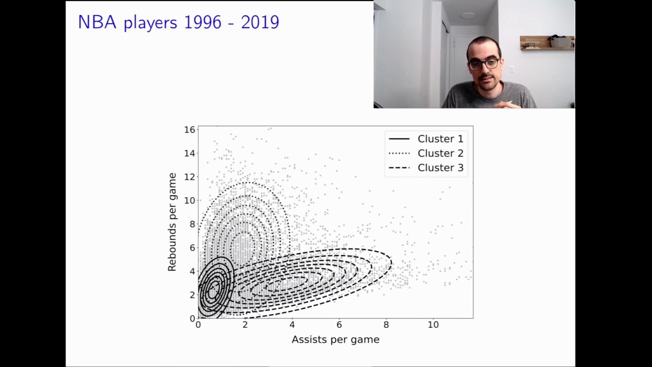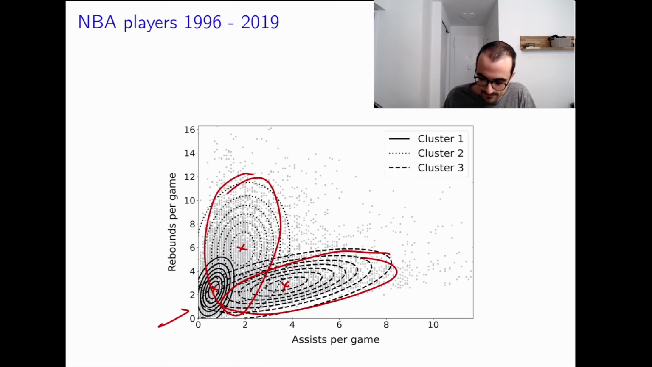We obtain these 3 conditionals. For one, the mean is here. For the other, the mean is here. For the other, the mean is here. And actually, this clustering makes a lot of sense because what are we getting? We're getting players that had more assists, players that had more rebounds, and then players that didn't have many assists or many rebounds.